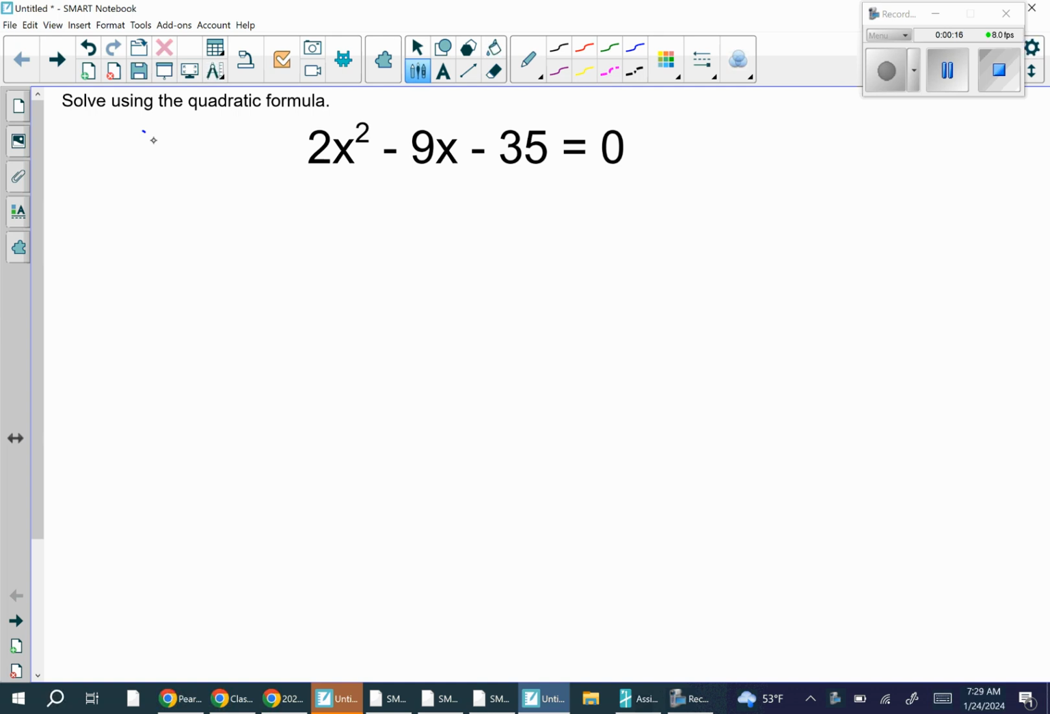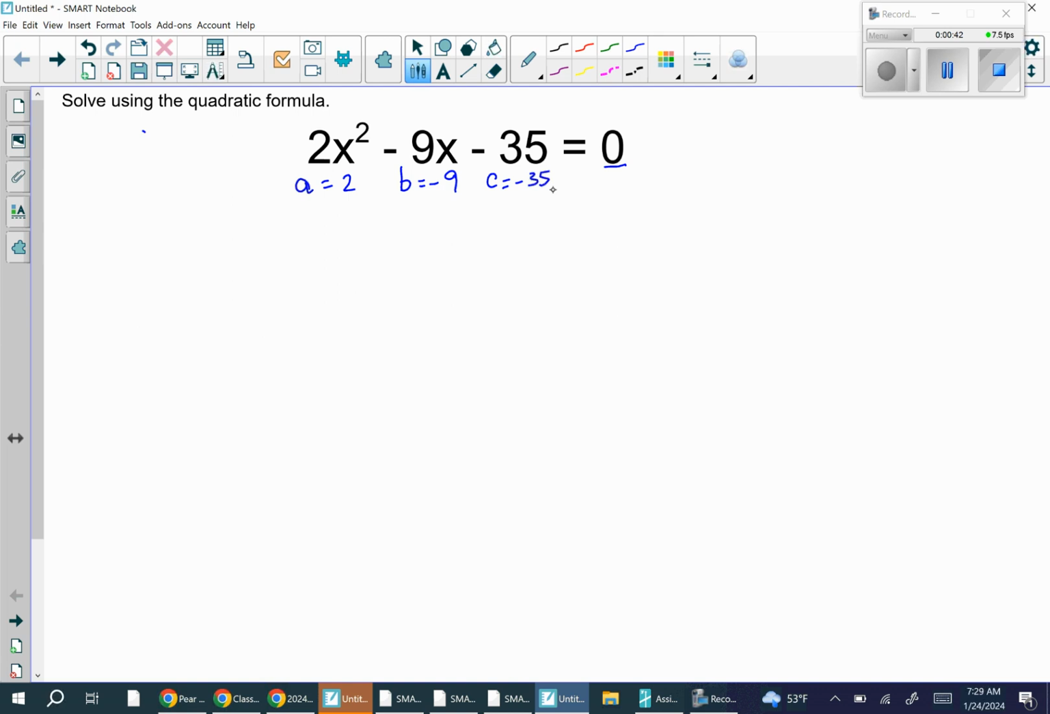So step one is to make sure that the equation is in standard form. We do notice that we have a 0 here, so that means that it's in descending order. The x squared term, the x term, and then the constant term are in order, so we have a nice standard form. The second step is to actually identify a, b, and c. So in this case, a is 2, b is -9, and c is -35.